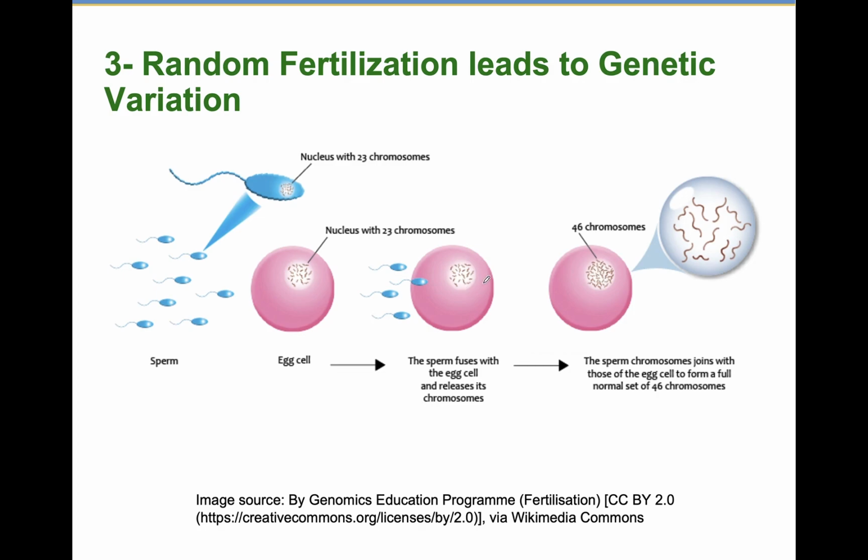And what type of egg is released each month from a woman's body is also random. So when you have so many different combinations and you match them up randomly, that again exponentially increases the number of different types of combinations that you're going to have. So 3 mechanisms: crossing over, independent assortment, and random fertilization are the 3 mechanisms that sexual reproduction and meiosis use to generate so much diversity in sexually reproducing organisms.